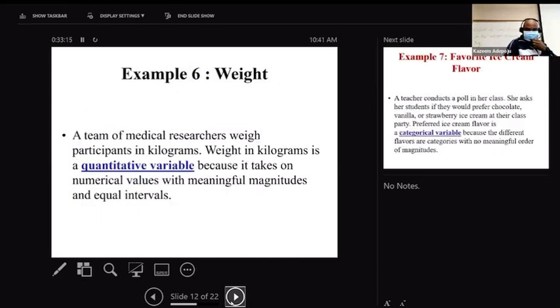A team of medical researchers weigh participants in kilograms. Of course, weight is quantitative. It's not categorical. Though somebody can argue that you can make weight categorical by saying, those who weigh between 5 to 10, those who weigh between 11 to whatever, this is categorical now. But weight on its own, if you don't do this, is quantitative. It's quantitative because it takes on numerical values with meaningful magnitude and equal intervals.